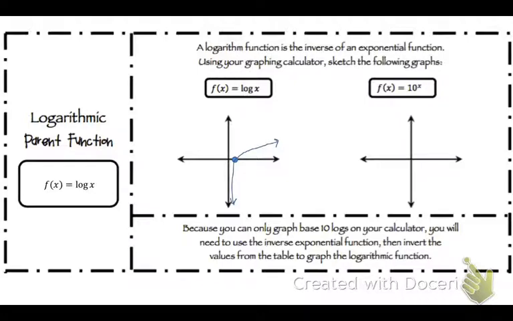Okay. 10 to the x power, on the other hand, crosses at (0, 1). And it's that function right there. So those are the ones, 10 to the x, like the ones that we've been graphing. Now we're going to get into log functions. So log is the inverse of an exponential function. And we're going to use that information to graph these functions.